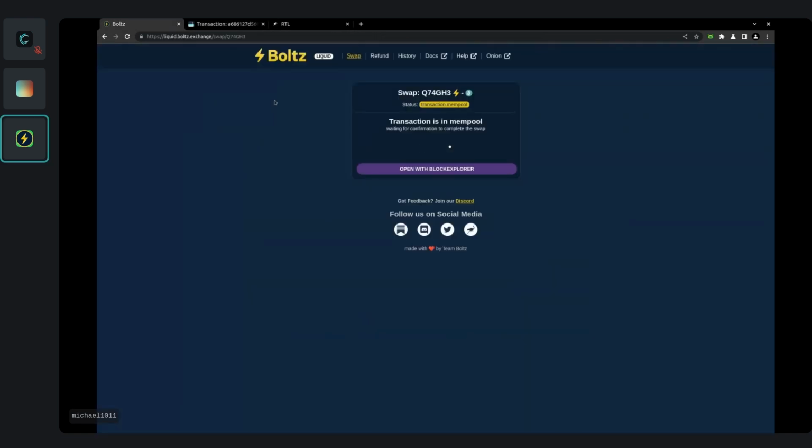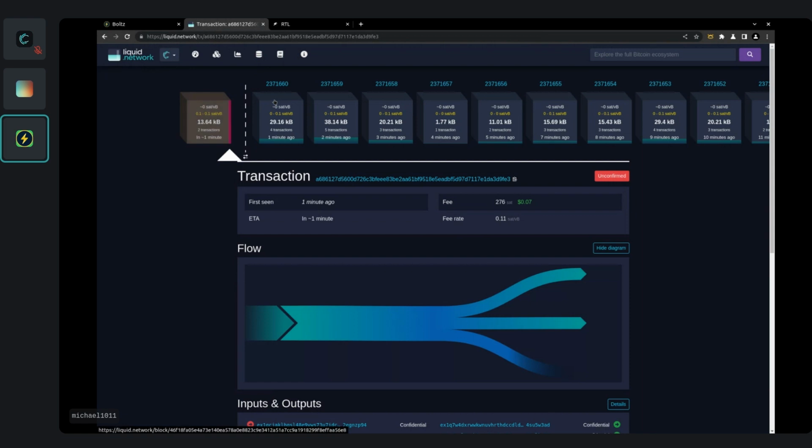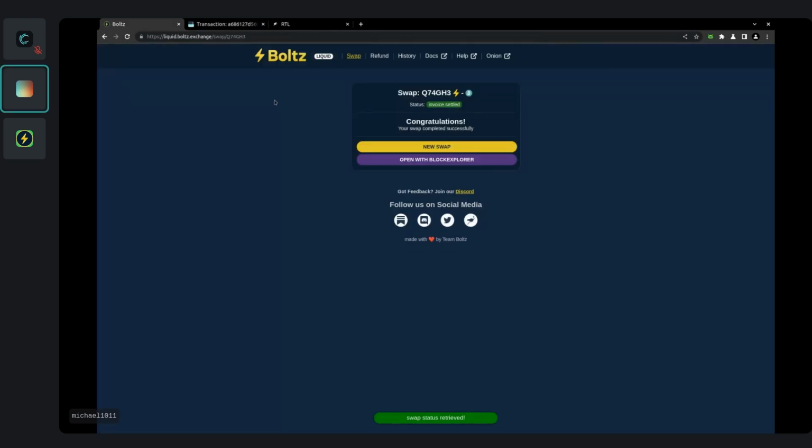Also, the block times on Liquid are not probabilistic, so you don't have the typical main chain situation where you want the block to be mined urgently and then you're sitting there for an hour and no block gets mined at all. That doesn't happen on Liquid. Yep. Oh, there it is. Transaction was confirmed and the invoice settled.